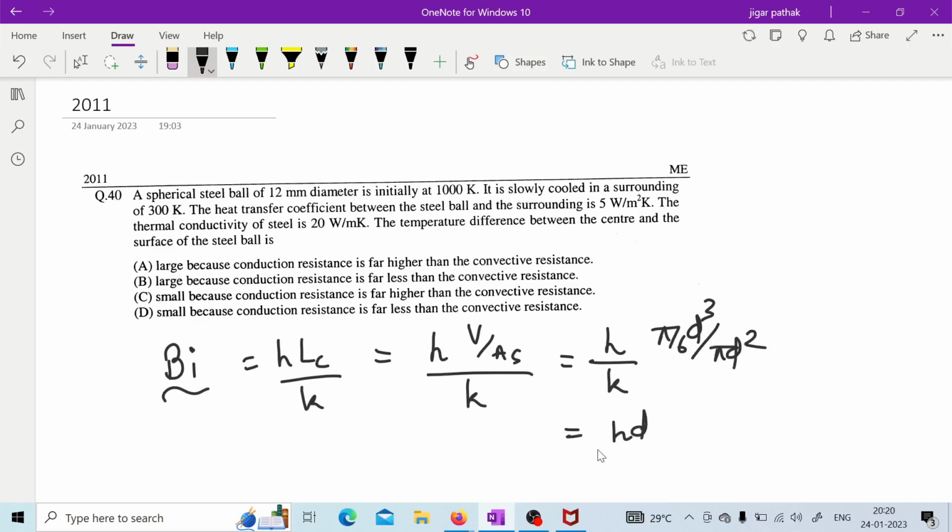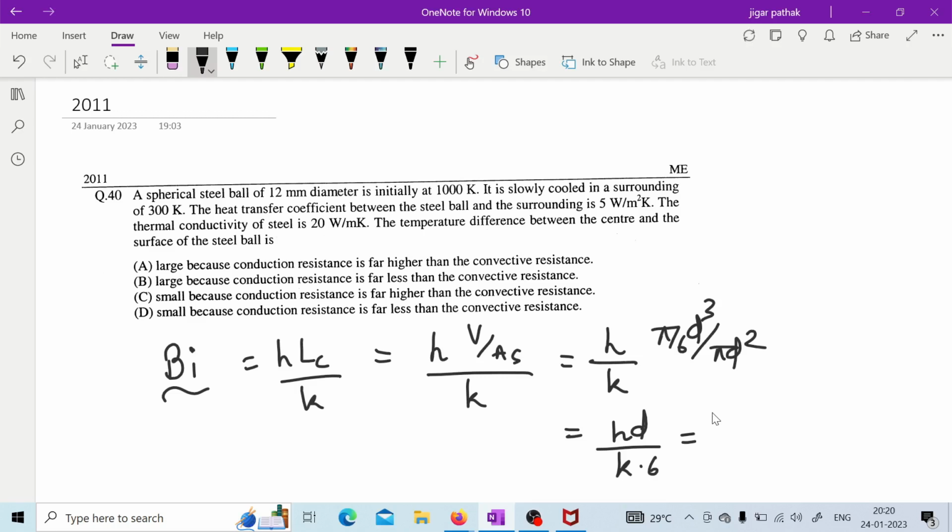So it is h times d by 6k. What is d? Yes, 2 mm. d is 2 mm. Correct.